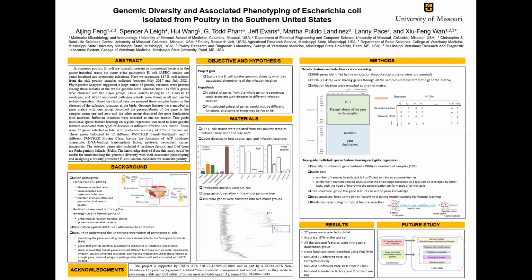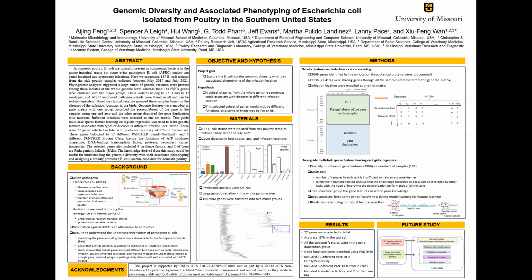The model I use for this study is the tree-guided multitask sparse feature learning on logistic regression. The number of gene features is larger than the number of samples, and the number of samples in each task is insufficient to train an accurate learner, while multitask learning learns multiple related tasks so that the knowledge contained in a task can be leveraged by other tasks, with the hope to improve the generalization performance of all the tasks.